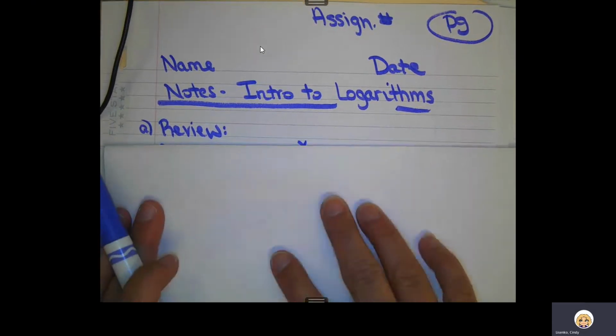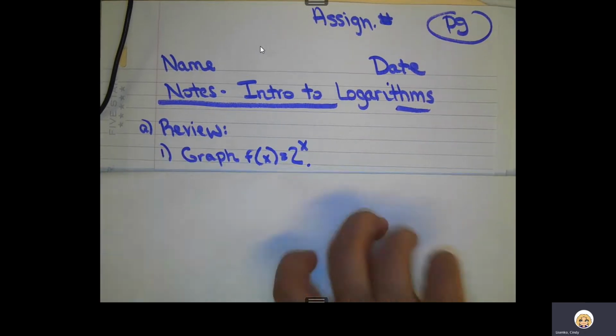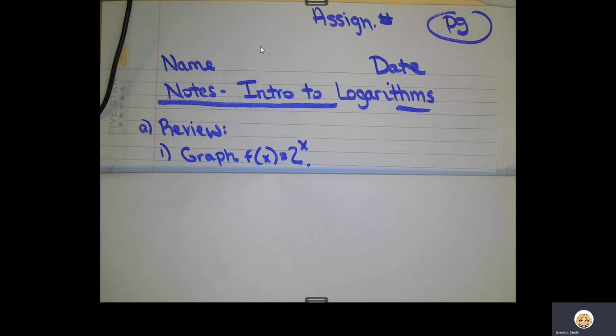So the first thing we're going to do, make sure you write a review, is we are going to graph the function f of x equals 2 to the x. So if you need to pause the video, write that down for me. What we're going to do is we are going to make a table first, and then we're going to just make a rough sketch of what the graph looks like, just to get an idea.